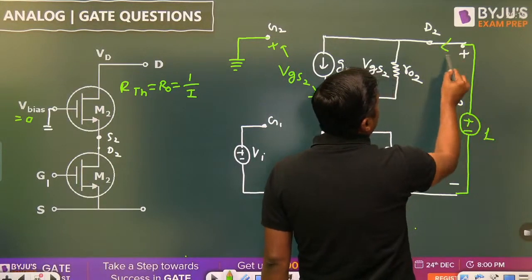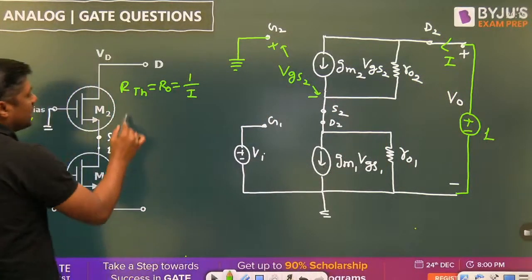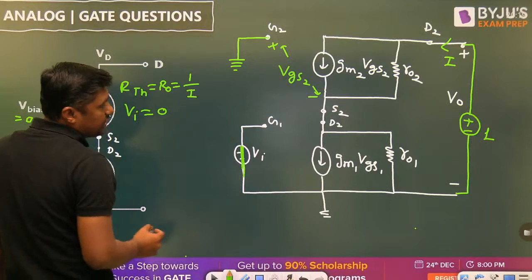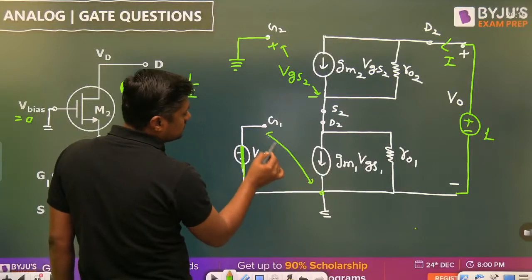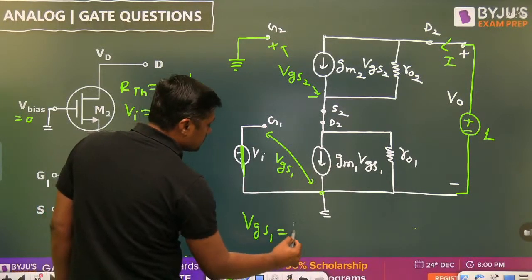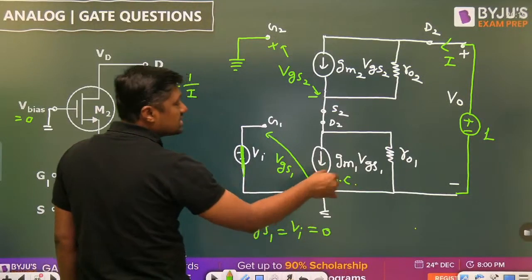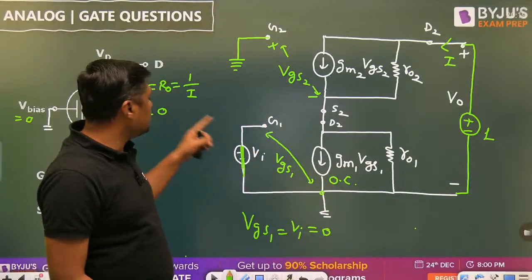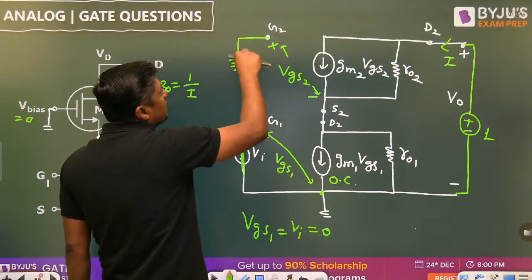And this is the current I. Now please, proper distribution of the current. And always remember, when we are calculating the RTH, all the input signals should be equal to 0. Make it 0. When I am making it 0, this gate terminal is connected to ground. This source is already connected to ground. So what is the value of VGS1? VGS1 is 0. And that's why this current source will act as an open circuit. You can remove this because VGS1 is 0. What is the value of VGS2? This is connected to ground.